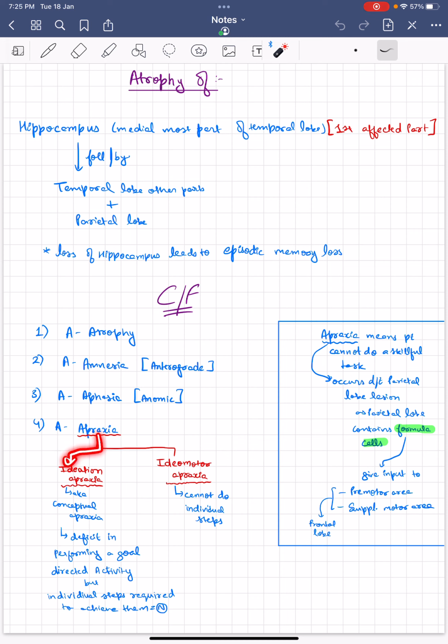So at the end, let's forget about it. Apraxia is of two types: ideomotor and ideation. To remember it, the idea inside of it should tell us that the person is able to do simple, normal, small tasks, but is not able to do the bigger goal. Deficit in performing a goal, but individual steps required to achieve them can be performed. I'm just remembering this somehow. I'll have to ask someone. Ideomotor apraxia and ideation apraxia.